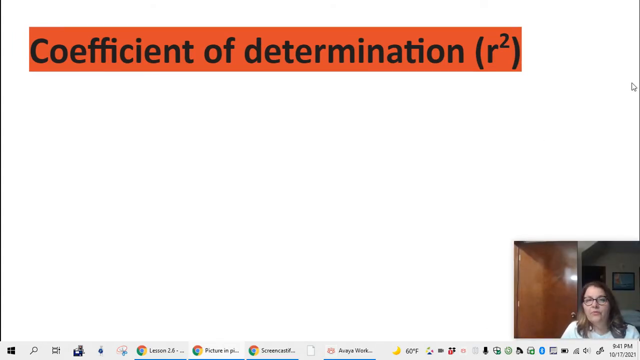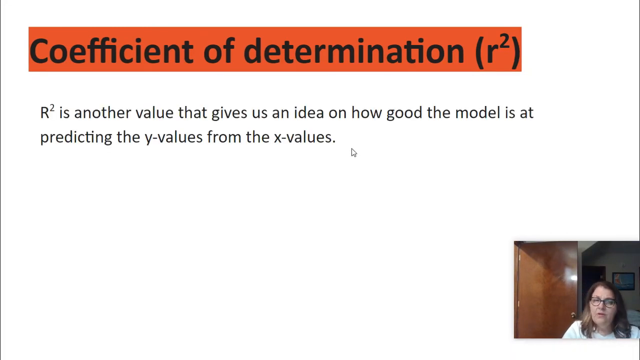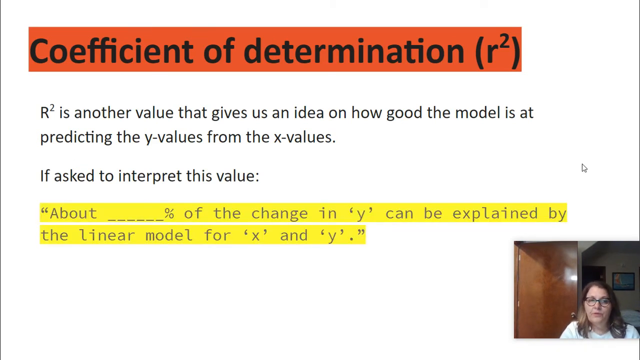We also have the coefficient of determination, which we call R square. Now, R square is another value that gives us an idea of how good the model is at predicting the Y values from the X values. If you're asked to interpret, you basically say about whatever percent of the change in the Y can be explained by the linear model for X and Y. Make sure you're always putting it in context. You just don't say X and Y without putting it in context to the problem.